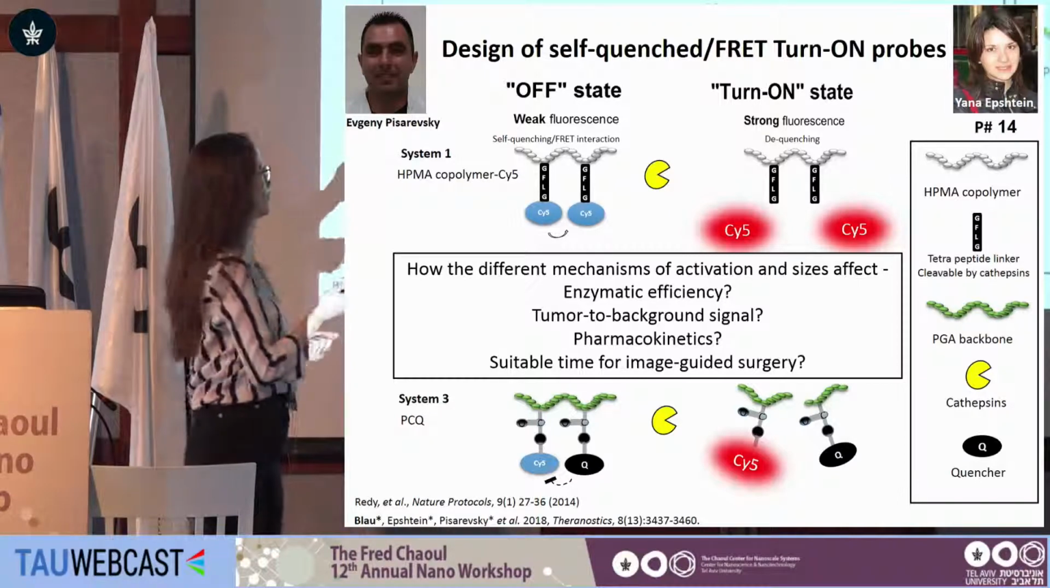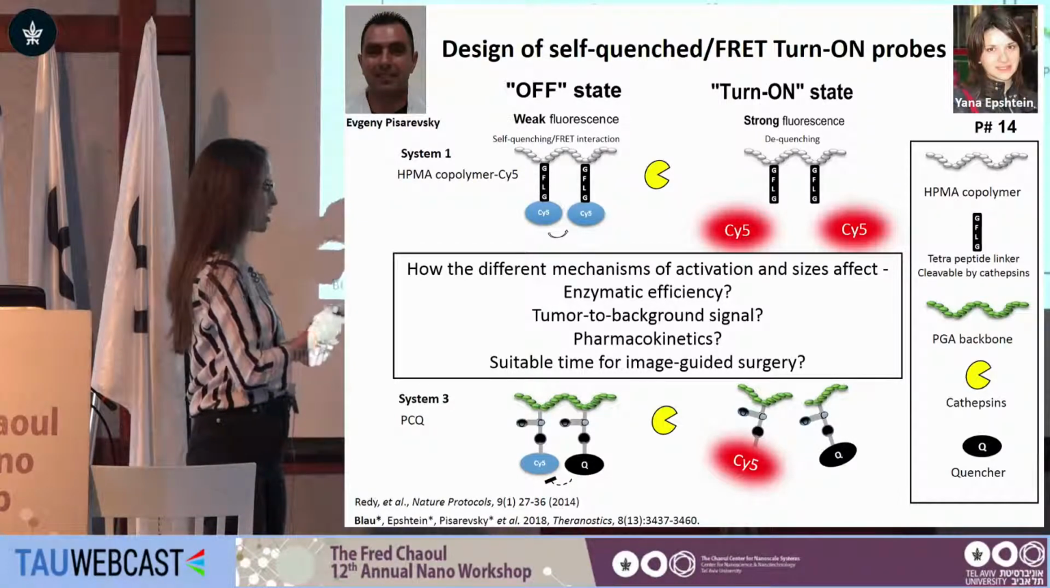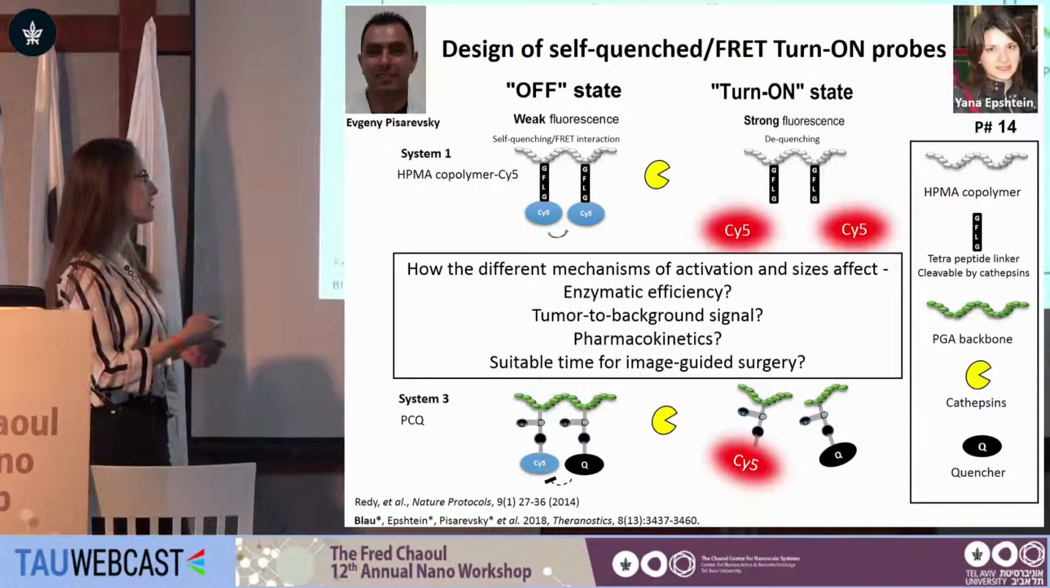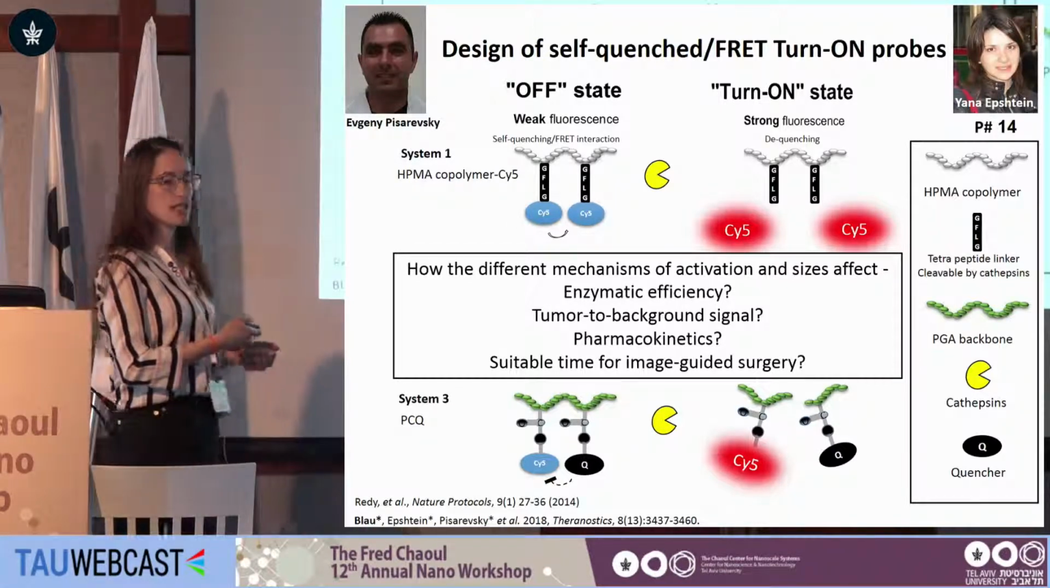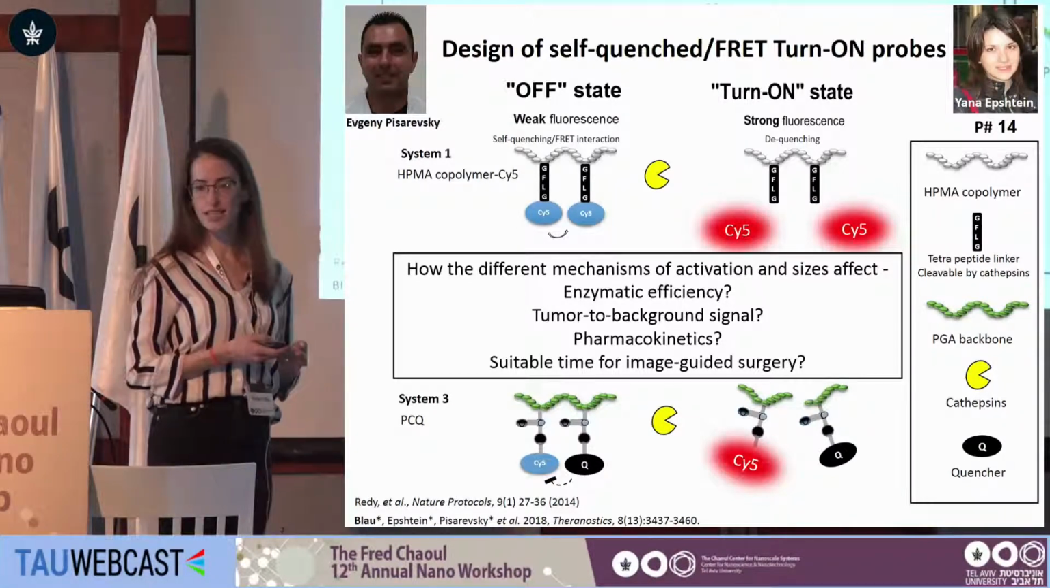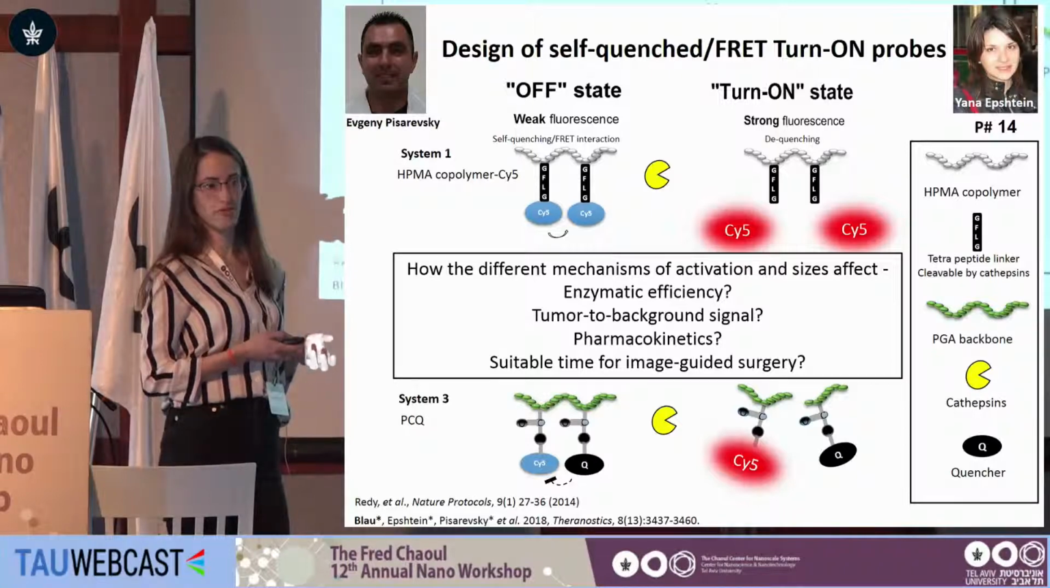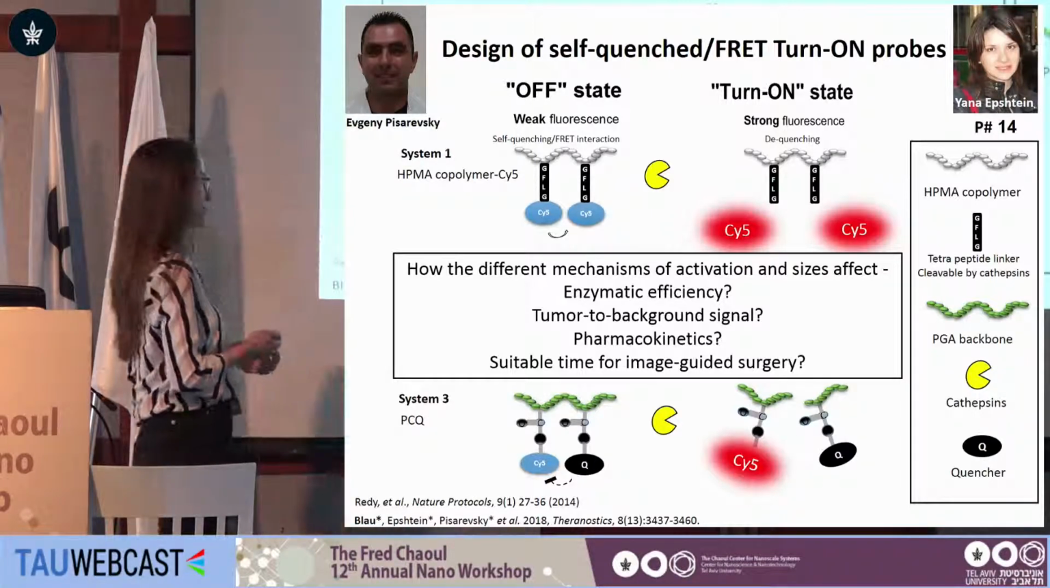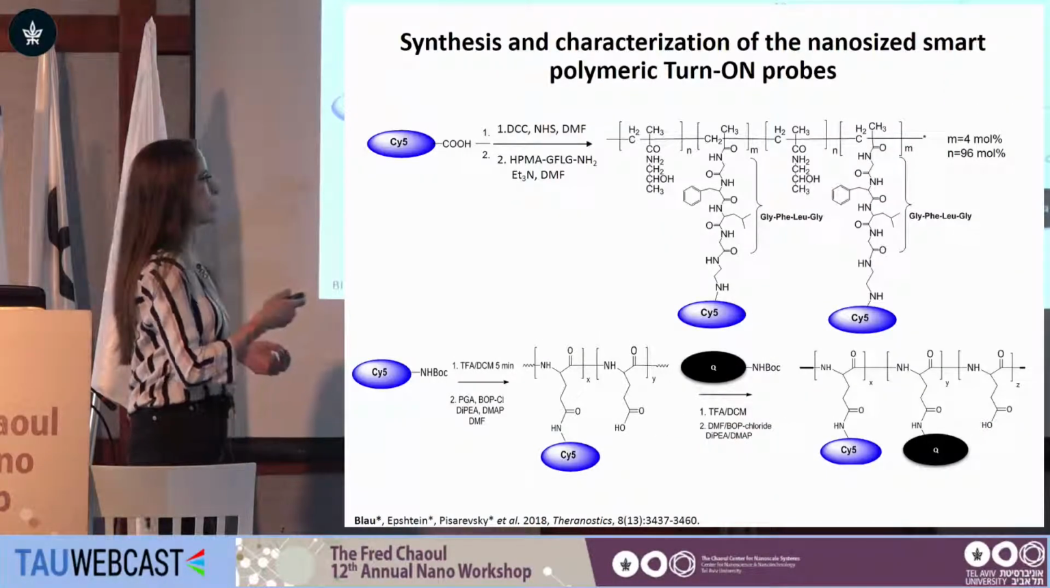And the question that we asked ourselves for these 3 different polymeric systems: how their size change and the different mechanism of activation can affect the enzymatic efficiency, the tumor to background signal, their pharmacokinetics, and what will be the suitable time for image-guided surgery for each one of them. And these are their molecular structure.